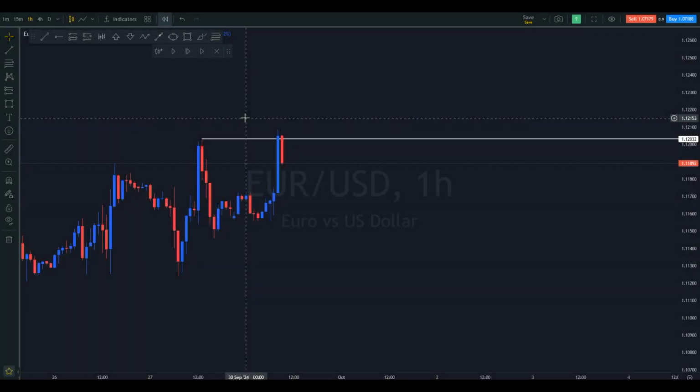So yeah guys, right now I'm on Euro USD, on the 1 hour time frame. Right here you can see that price formed our V shape, the V shape I was talking about.